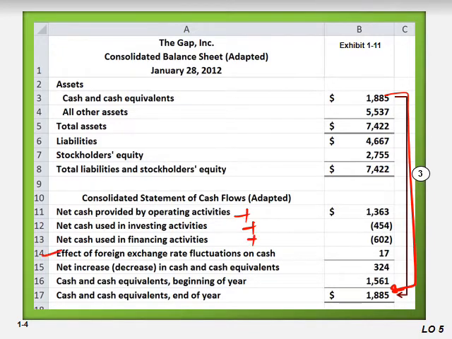So there are things like the effect of foreign translation and increase or decrease in the balance, which we will discuss when we actually make the advanced level cash flow statement.